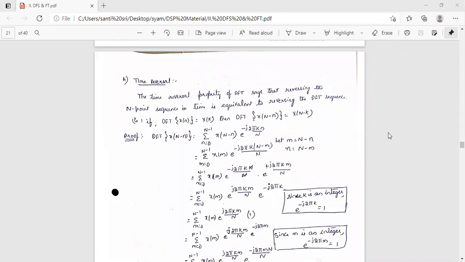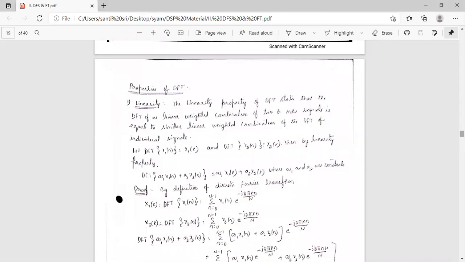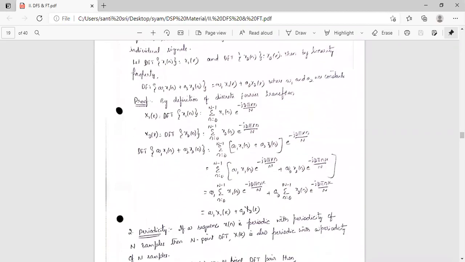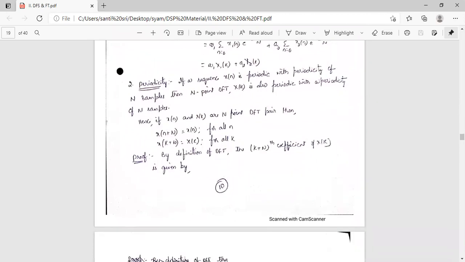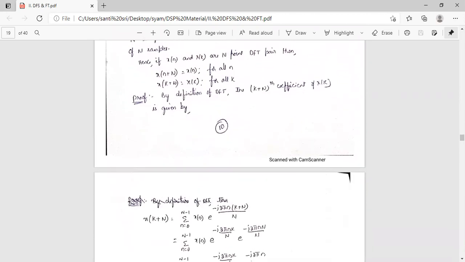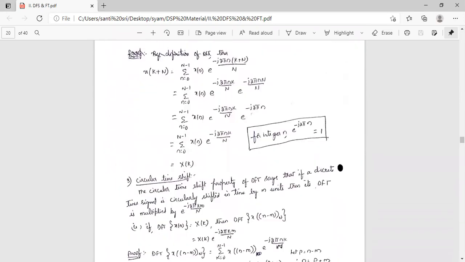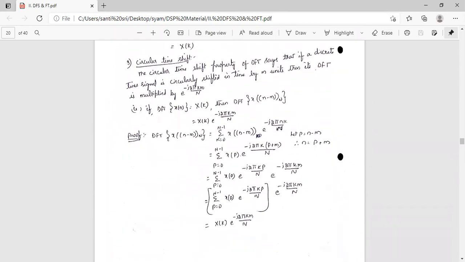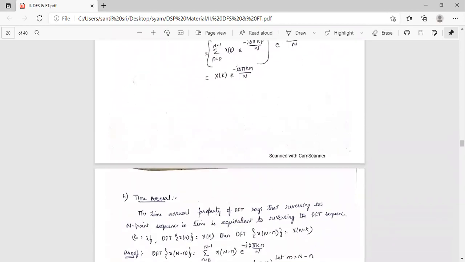Okay, in the last class, we discussed the properties of DFT. Those are the linearity property, which was proved, and the periodicity property, which was also proved. Then the third property, circular time shift, is also proved. And then we are going to discuss the remaining properties.